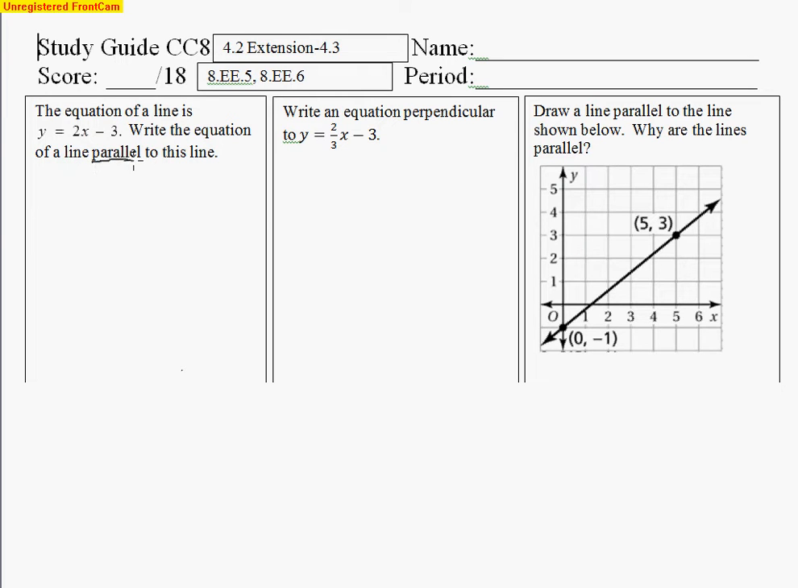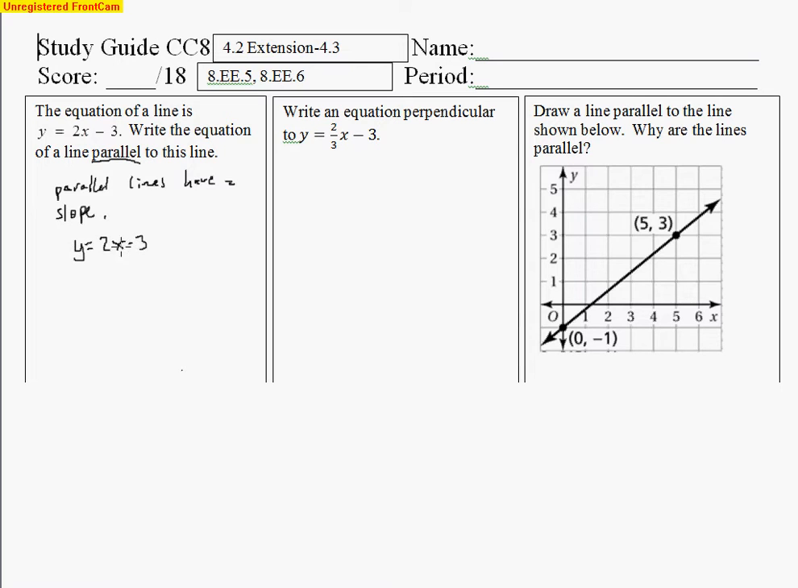So we have to know something about parallel lines. And what we ended up noticing about parallel lines is that parallel lines have the same slope. And so let's write that part down. Parallel lines have equal slope. Equal slope. And so that's what we're looking for. So let's take a look at that equation, y equals 2x minus 3.